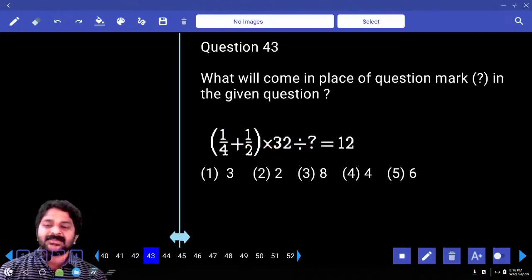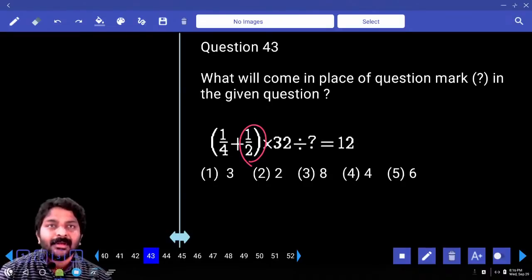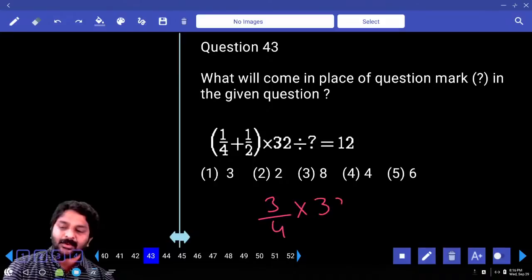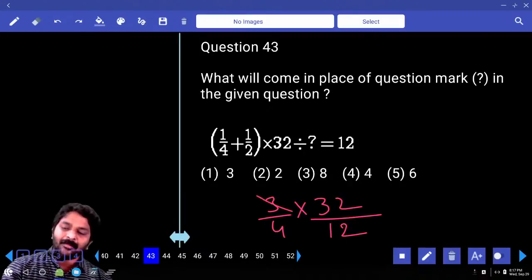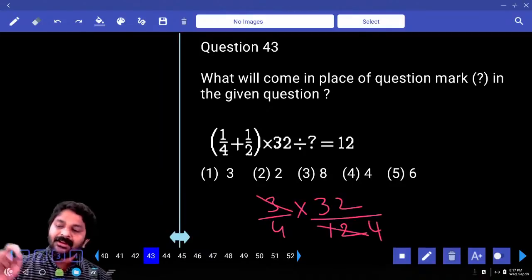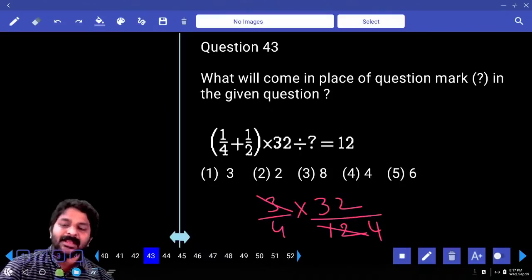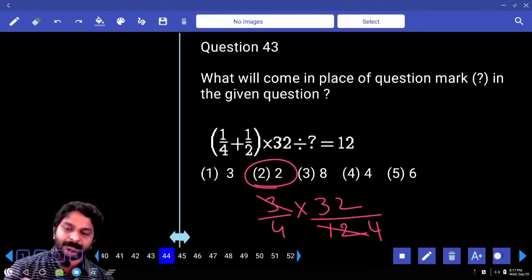1 by 4 plus 1 by 2. Can we write 1 by 2 as 2 by 4? 1 by 4 plus 2 by 4. 3 by 4 into 32 by x goes to the right hand side. On the right hand side, 12 will come to the left hand side denominator. 3 how many times is 12? Concentrate on the denominator. 4 into 4? 32 by 16. Second option, 2 is the answer.